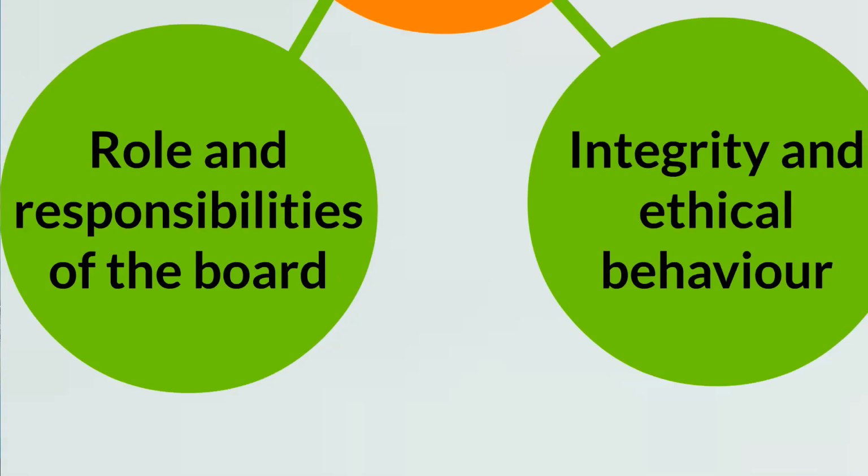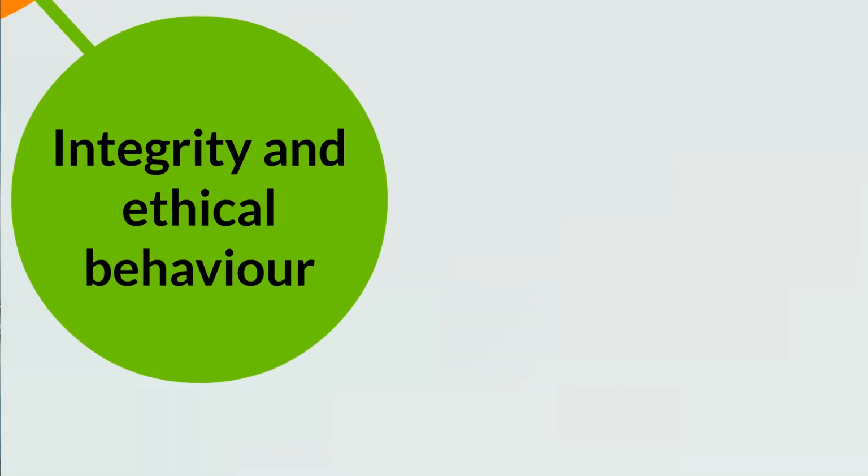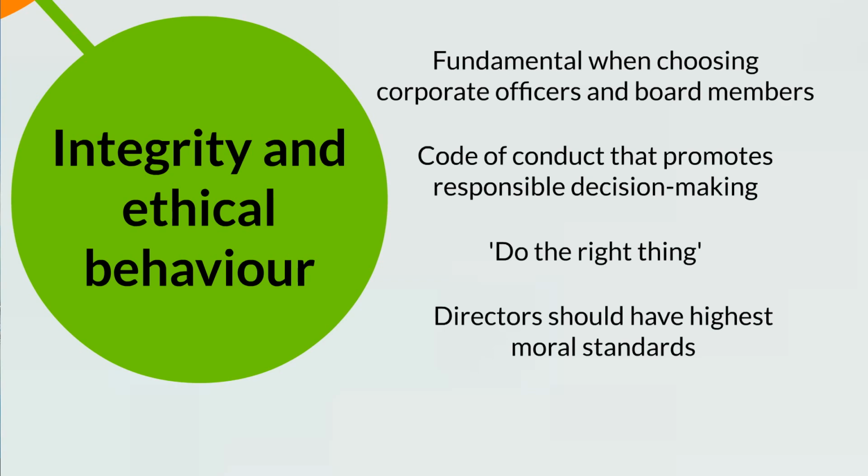Okay, the next principle is integrity and ethical behavior. Now, integrity should be a fundamental requirement in choosing corporate officers and board members. Organizations should develop their own code of conduct for their directors and executives, which promotes ethical and responsible decision making. Integrity means an individual should behave fairly and always do the right thing, acting in a professional manner and considering the wider impact of all decisions that are made on others.